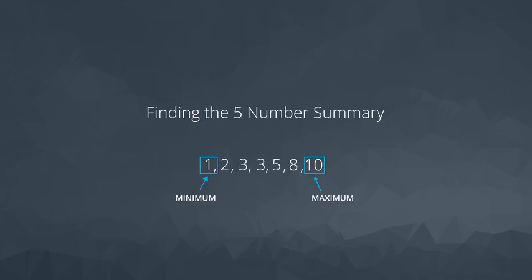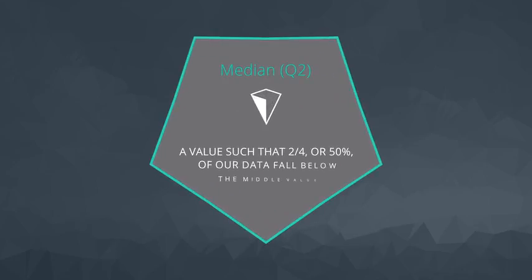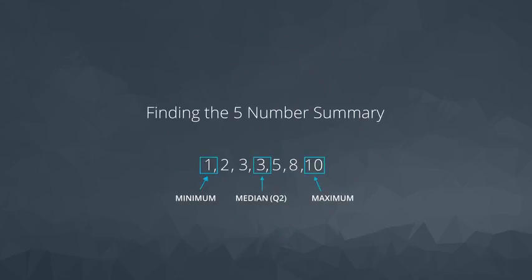As we calculated in the section on measures of center, the median is the middle value in our data set. We also call this Q2, or the second quartile, because 50% of our data, or 2/4, fall below this value. The remaining 2 values to complete the 5-number summary are Q1 and Q3.